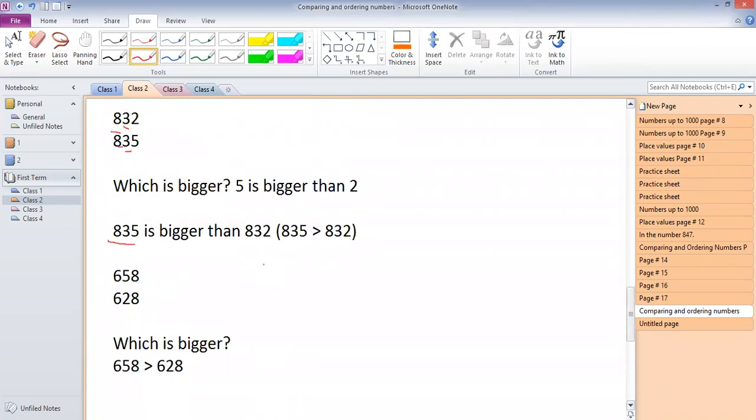In this way, we completed this practice. So guys, do you understand the concept of less than, greater than? And are you able to compare the numbers now?